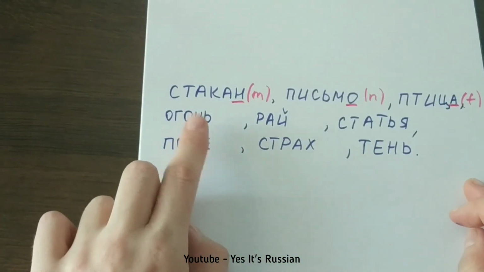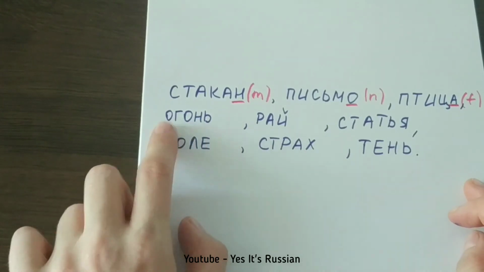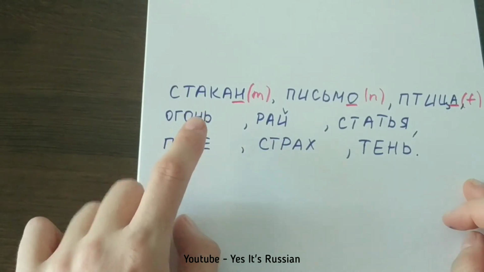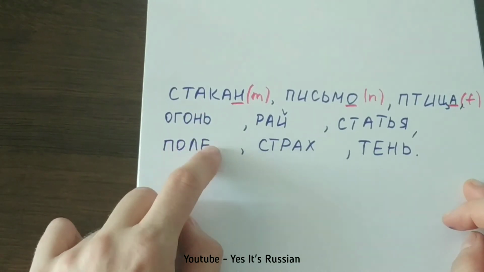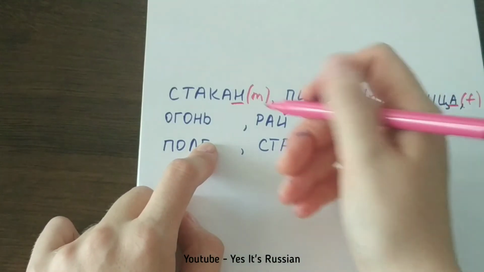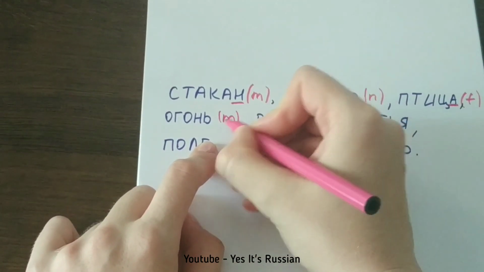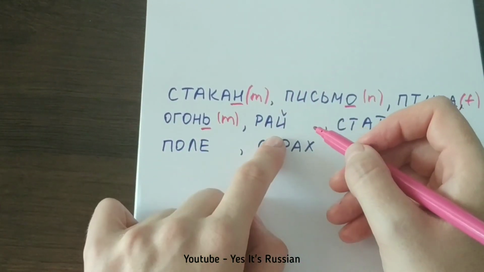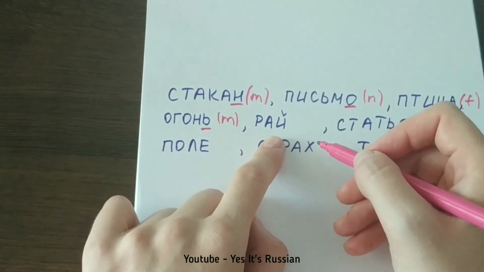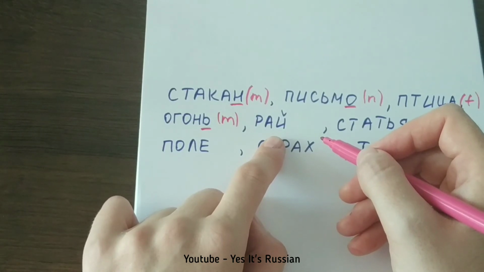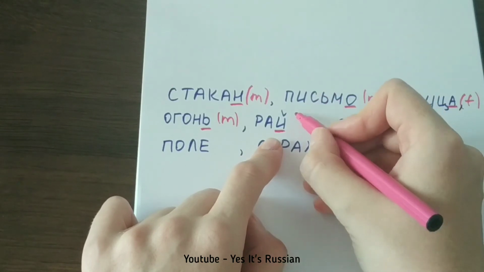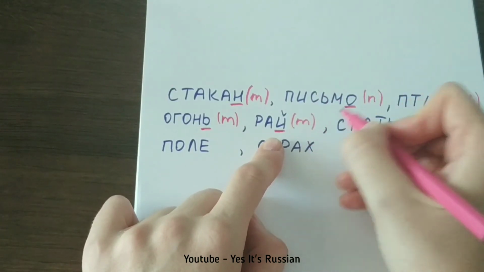The next one is the tricky one I told you about, ending in a soft sign. This noun is огонь, meaning fire. You should look it up in the dictionary, and I'll tell you now that it is of a masculine gender. It is an exception, of course. The next one is рай, meaning paradise. It is ended in I, so following the rules, this one is of a masculine gender.